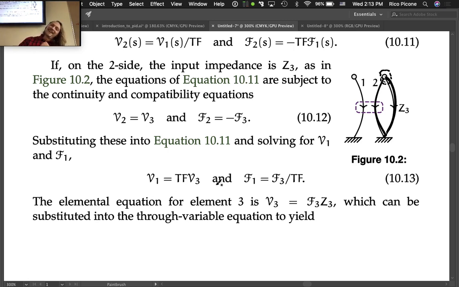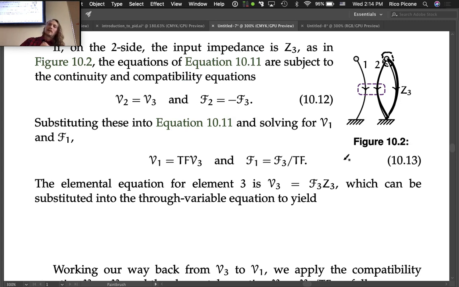So V3 and F3 are the across and through variables on side 3, and we can combine equations 10, 12, and equations 10, 11 to eliminate the two variables and relate 1 and 3, which is effectively what we're trying to do eventually, relate 1 and 3 here. So that's a good start. So V1 is TF times V3, F1 is equal to F3 over TF. So we're moving our way. What we're doing here is substituting along. We went from 3 back to 1, and now you kind of have to go the other way again. So you got to go backwards to finally get your solution.